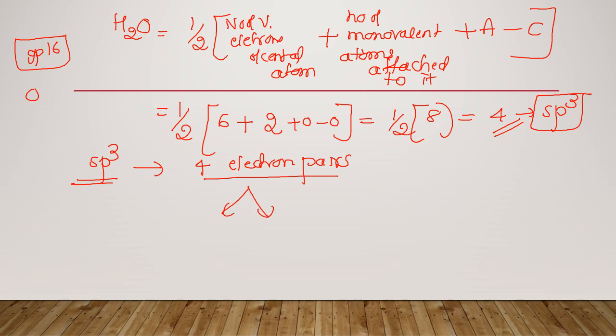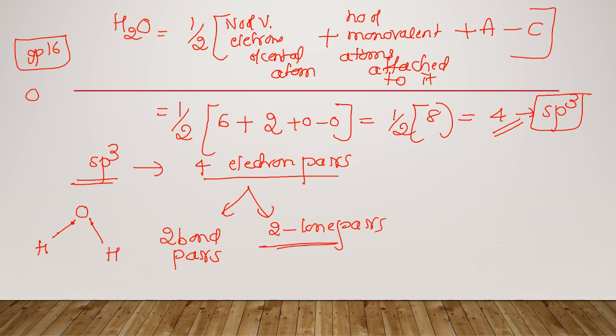let us count the total number of bond pairs as well as lone pairs. You can see here there are 2 hydrogen atoms bonded to oxygen. That means there are 2 bond pairs of electrons, which are involved in bonding with the hydrogen atoms. So out of 4, 2 are bond pairs. The remaining 2 are lone pairs. We can represent them like this, the orbitals containing lone pairs.